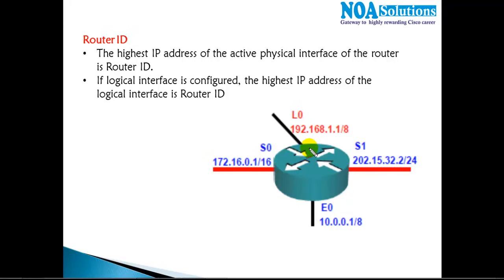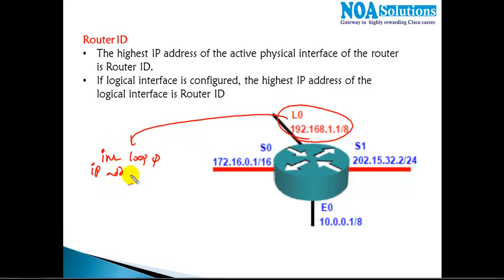But in case there is a logical interface configured, there is something called a loopback interface we can create. We can just go to interface loopback 0, loopback 1, loopback 2, like that. We can assign some IP address, something like 10.0.0.1 or 192.168.1.1, and then the subnet mask. These loopback interfaces are just logical interfaces which will never go down, and they are just used for testing purposes, for basic testing. So in case there is a loopback or logical interface configured, then it's going to take the highest IP of the loopback interface.